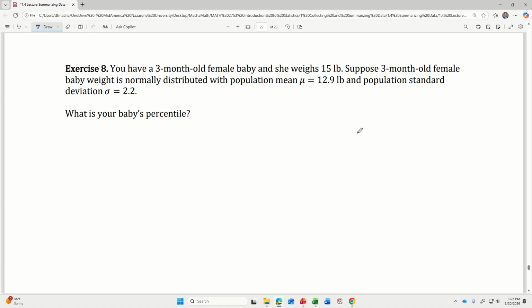You have a 3-month-old female baby and she weighs 15 pounds. Suppose 3-month-old female baby weight is normally distributed with population mean 12.9 pounds and population standard deviation 2.2 pounds. What is your baby's percentile? So step number 1 is calculate the z-score.